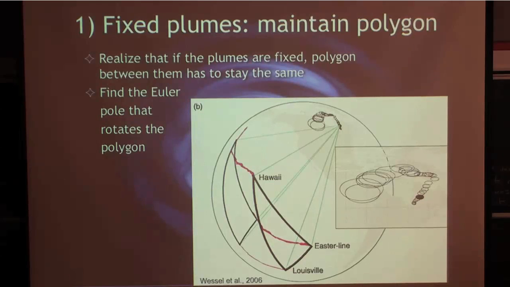So the polygon has to stay the same. The hotspots aren't moving, so the polygon can't change. And so they literally use a geometric method to just move that polygon along the change that they have identified in the Pacific. You can do exactly the same thing in the other ocean basins, right? So this is the exercise. Find the rotation, the Euler pole, that actually rotates so that you can maintain your polygon.